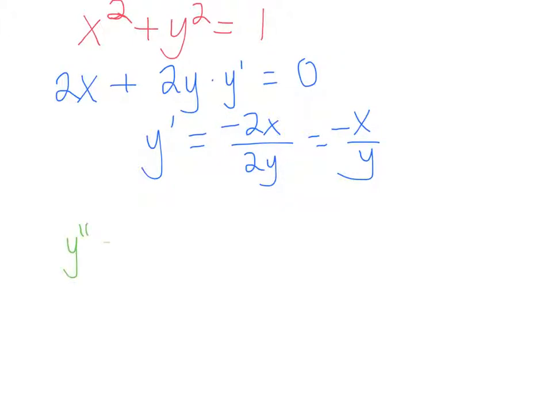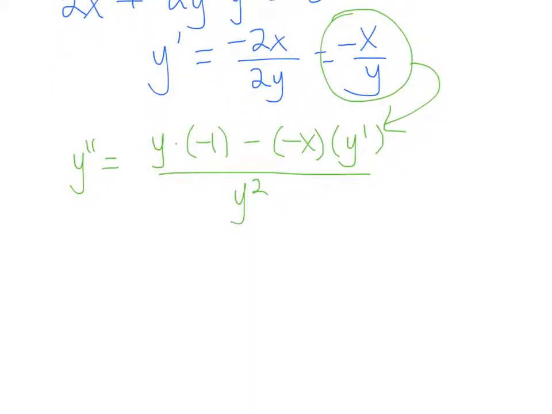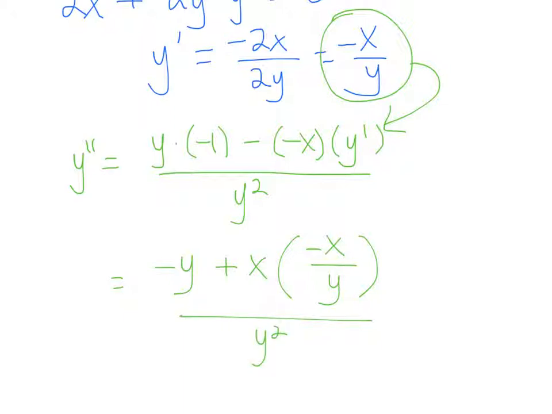Y double prime equals bottom times derivative of the top minus top times the derivative of the bottom, which is just y prime, all over the bottom squared. Okay, now we know what y prime is. It's right here. So we can plug that in to our second derivative, and you get negative y plus x times negative x over y, all over y squared.